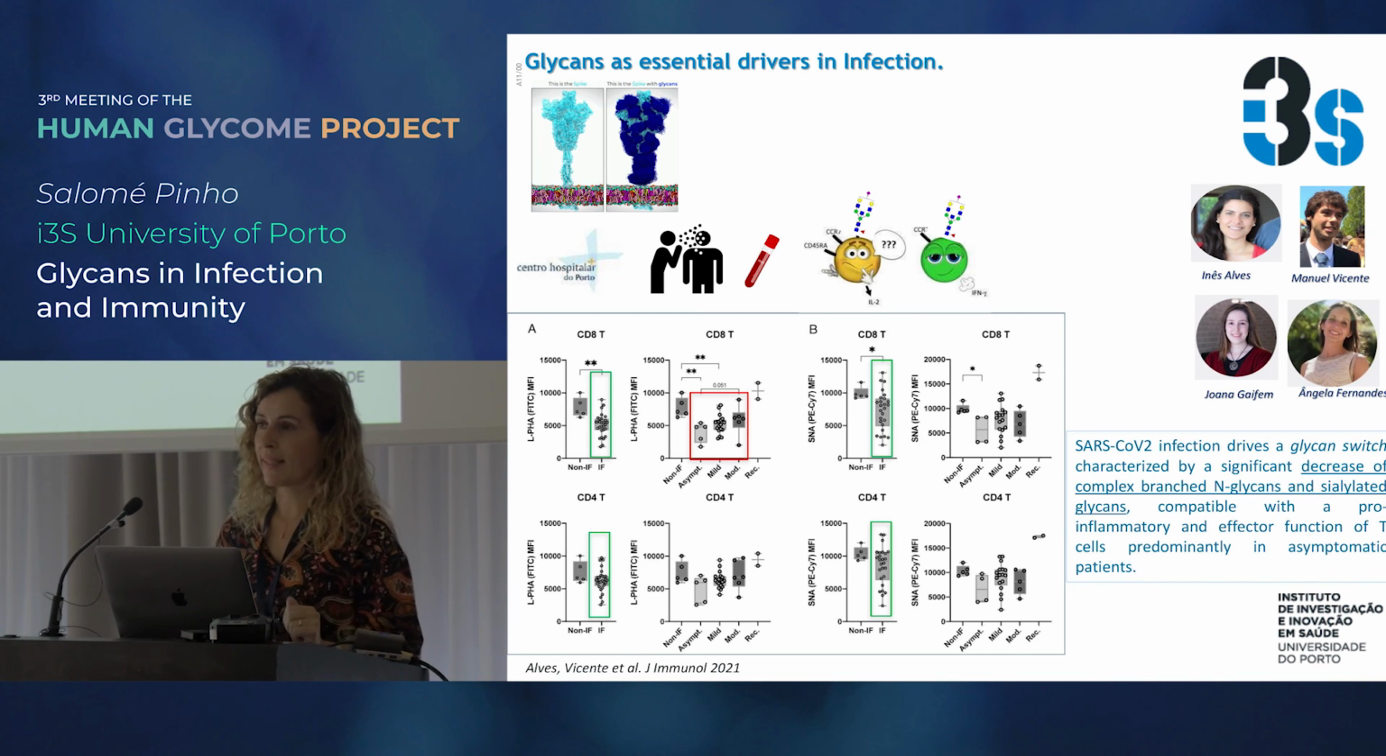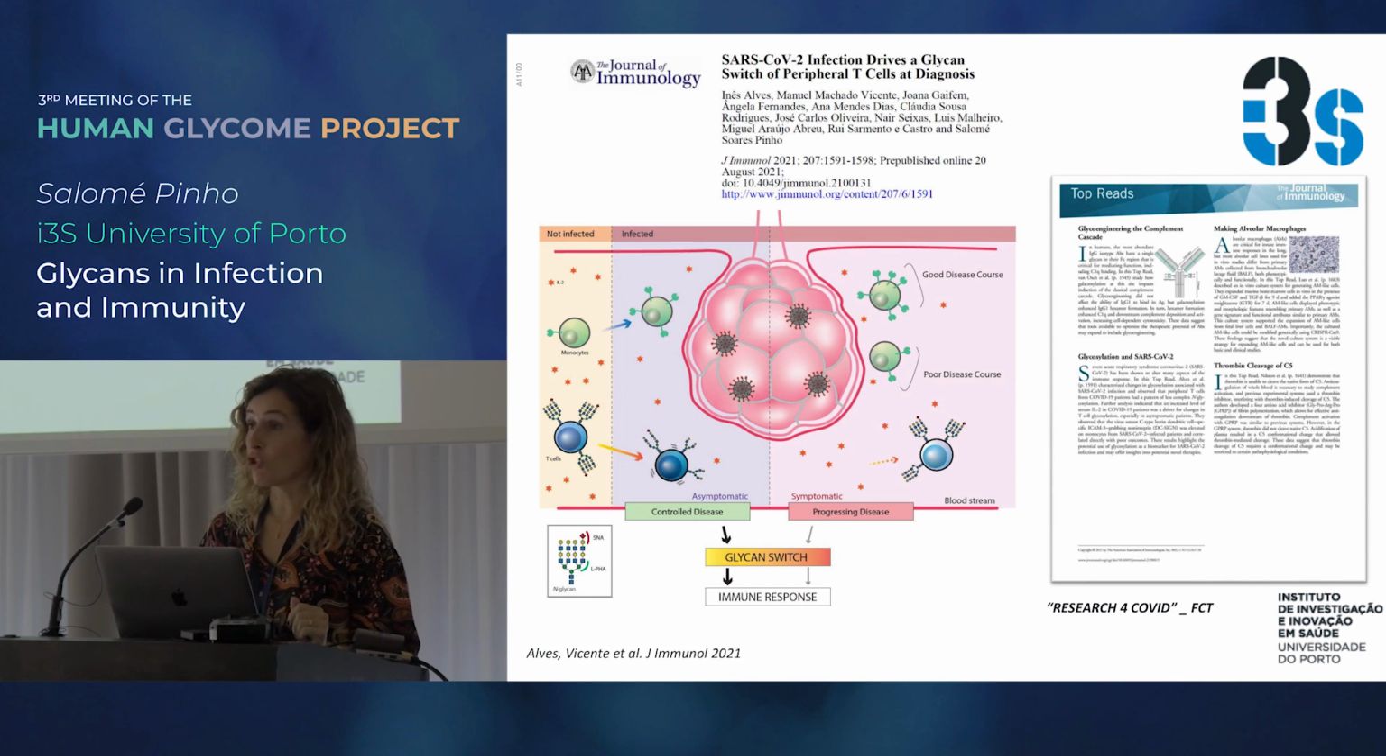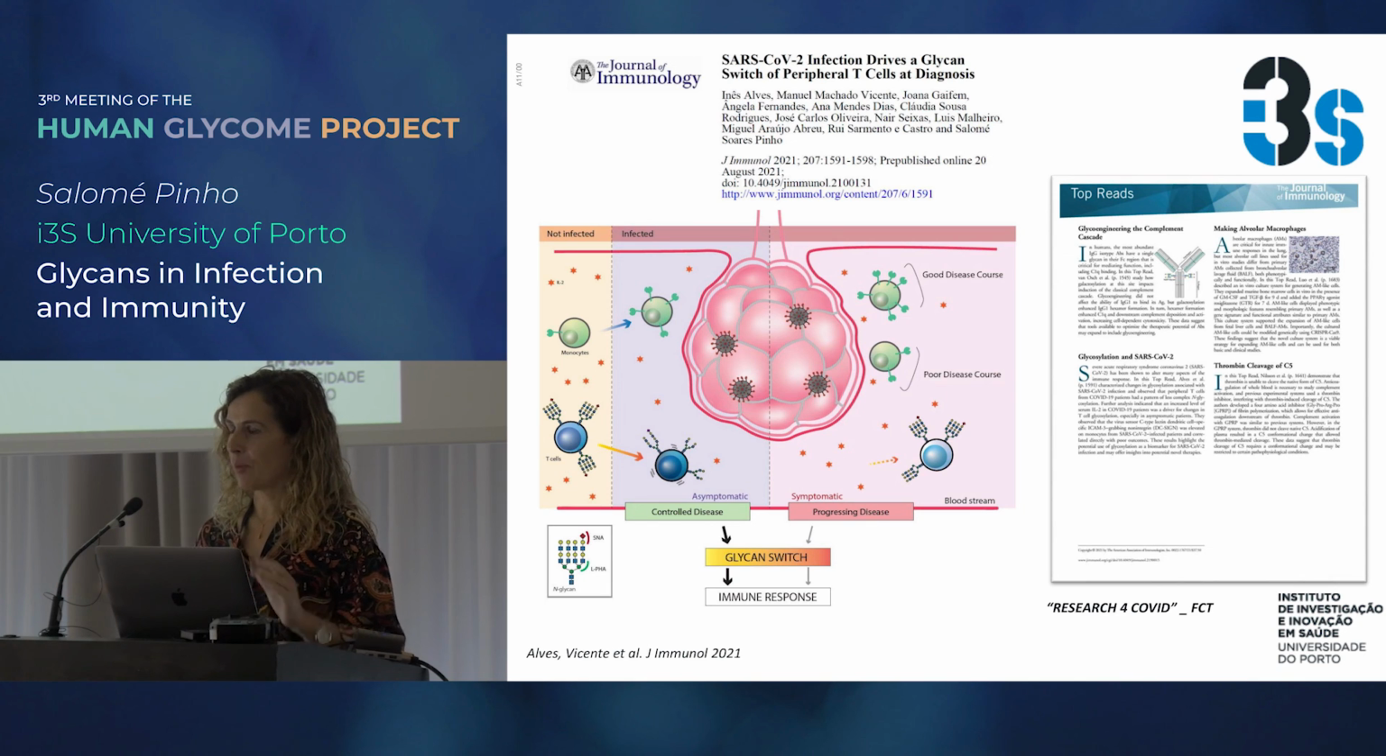And actually, we demonstrated that the efficacy of this switch on T cells defines whether a patient will do better than others in terms of prognosis. Patients with a controlled disease after 14 days post-infection exhibited the capacity to switch off and decrease the levels of branched glycans and sialylated glycans on CD8 positive T cells, and they developed a more controlled disease. But the patients that developed a more severe and complicated disease were patients in which CD8 positive T cells were not able to competently do the switch off of the cellular glycosylation. This was published in GI and selected as one of the top reads by the journal.